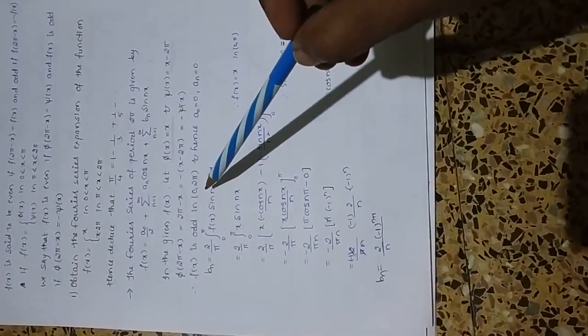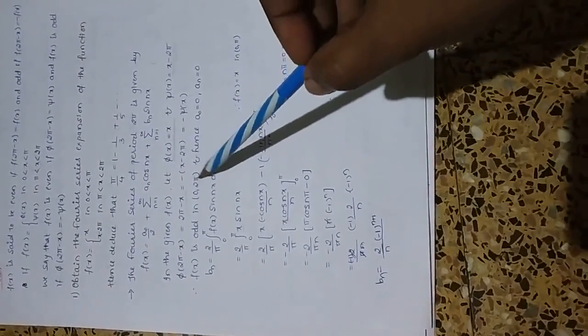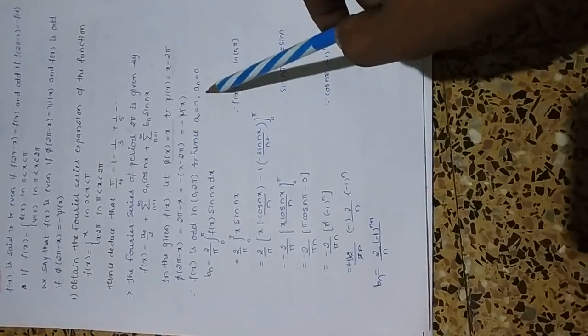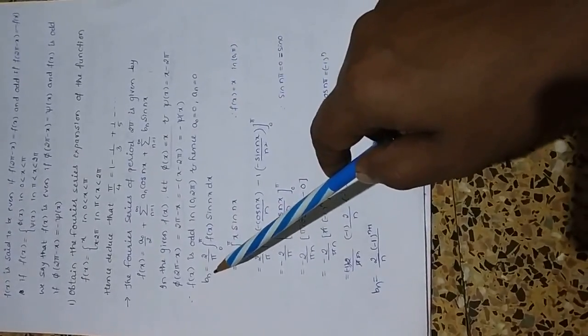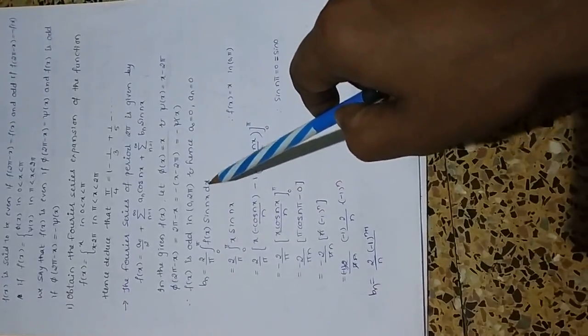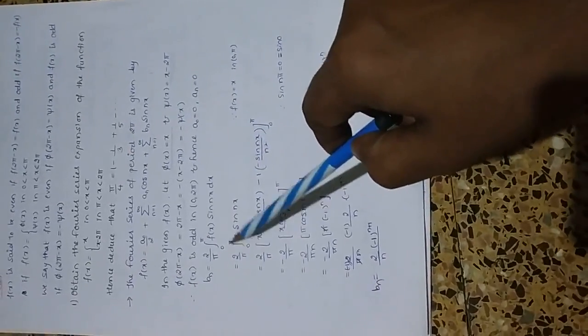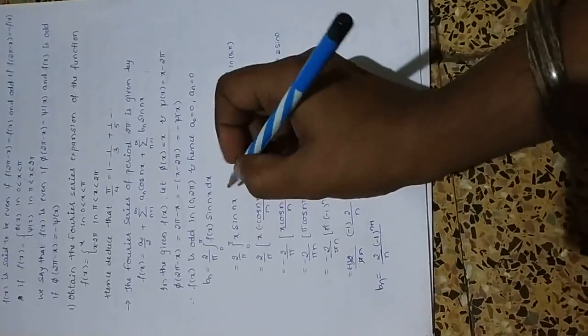Now we have obtained that the given function is odd in nature, hence the a0 and an coefficients become 0. We need to find bn. bn is equal to 2 by pi integration 0 to pi f of x into sin nx dx, that is 2 by pi integration 0 to pi x into sin nx dx.